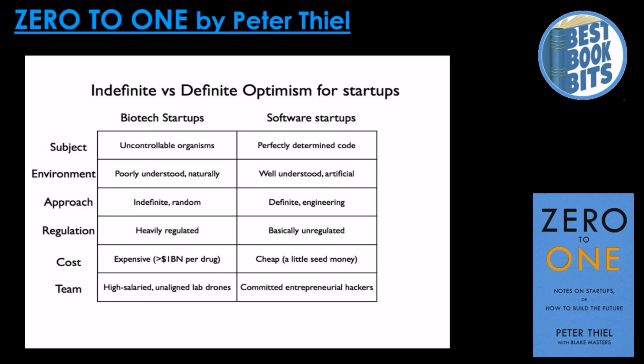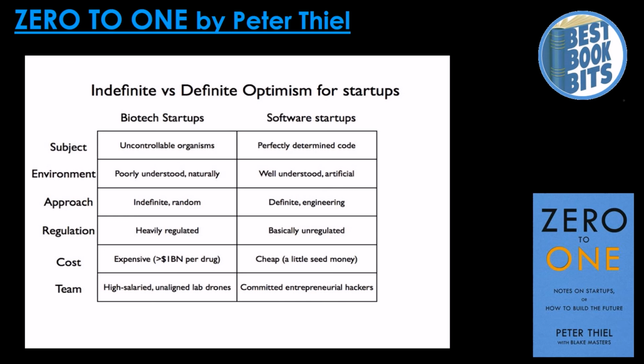Looking at the graph, you will see indefinite versus definite optimism for startups. Looking on the left, biotech startups versus software startups. Starting from the top, we have subject. With biotech, uncontrollable organisms versus perfectly determined code. Environment, poorly understood, natural. And on the right, well understood, artificial. And then we look at approach, indefinite, random. And on the right, definite and engineering. Regulation, heavily regulated in the biotech startups, and with the software startups, basically unregulated.